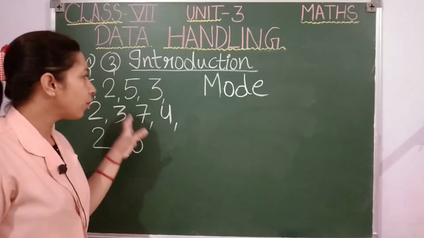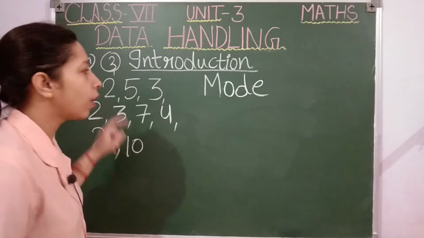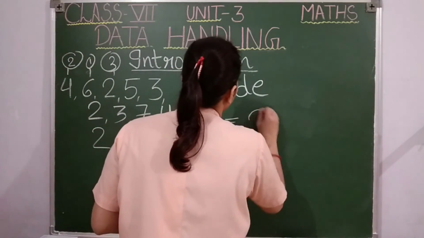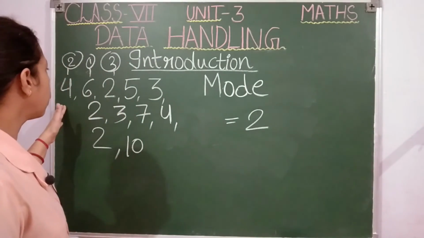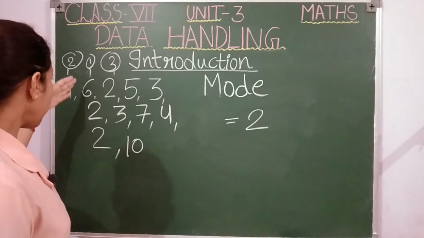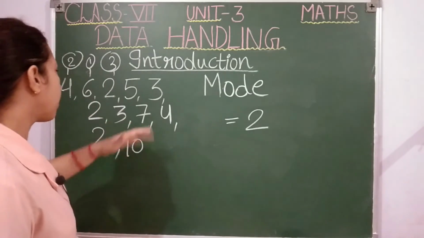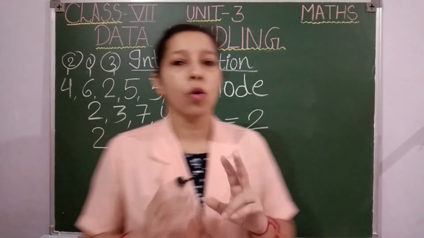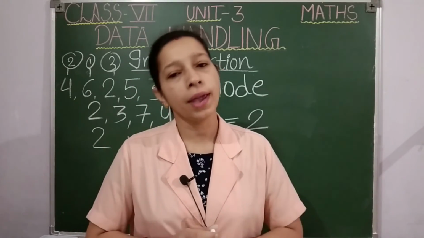So for which number is the frequency highest? It is highest for 2, because we can see here that 2 is appearing 3 times, while 4 is appearing 2 times, 6 has appeared 1 time, and 3 is appearing 2 times. So here we can see only the number 2 is appearing 3 times. So for this data, mode will be 2.